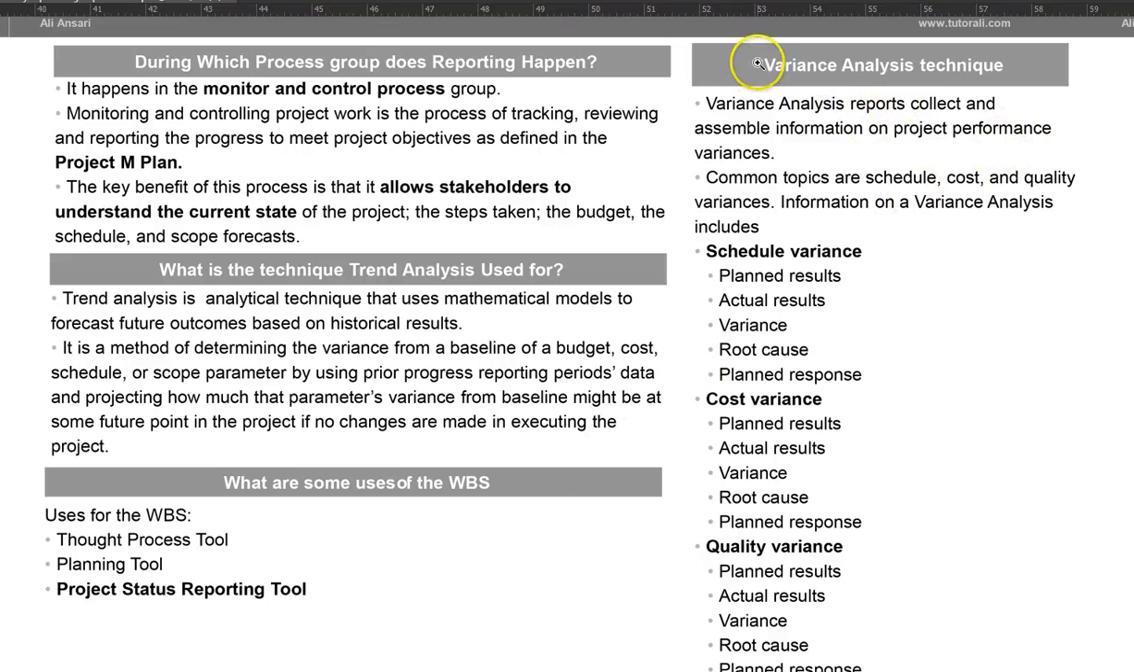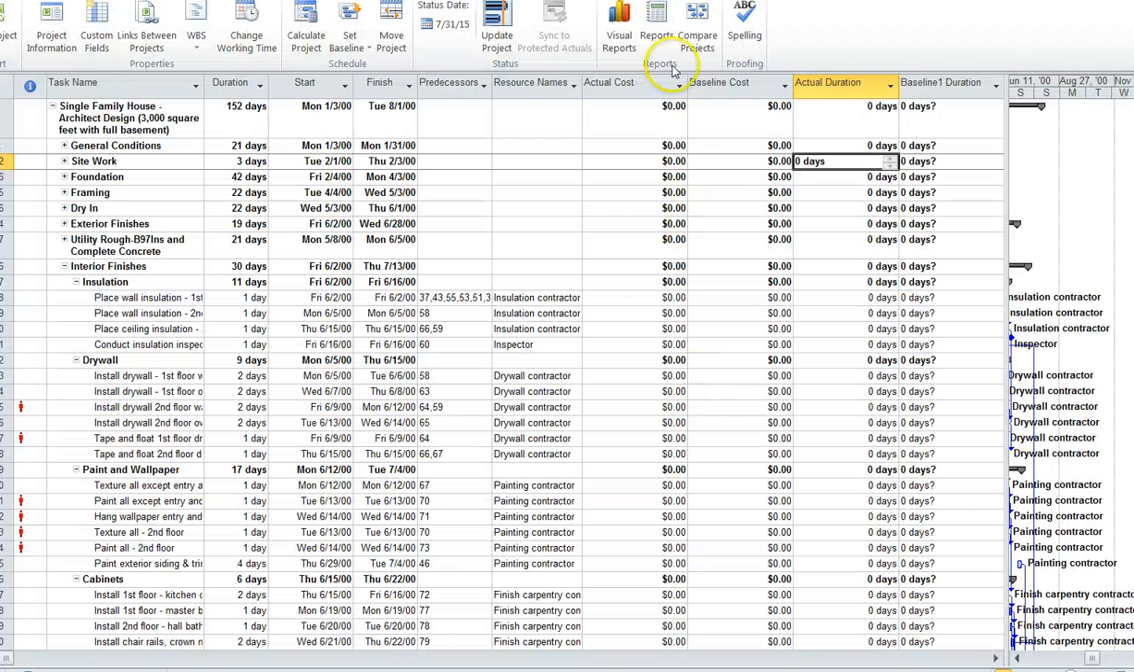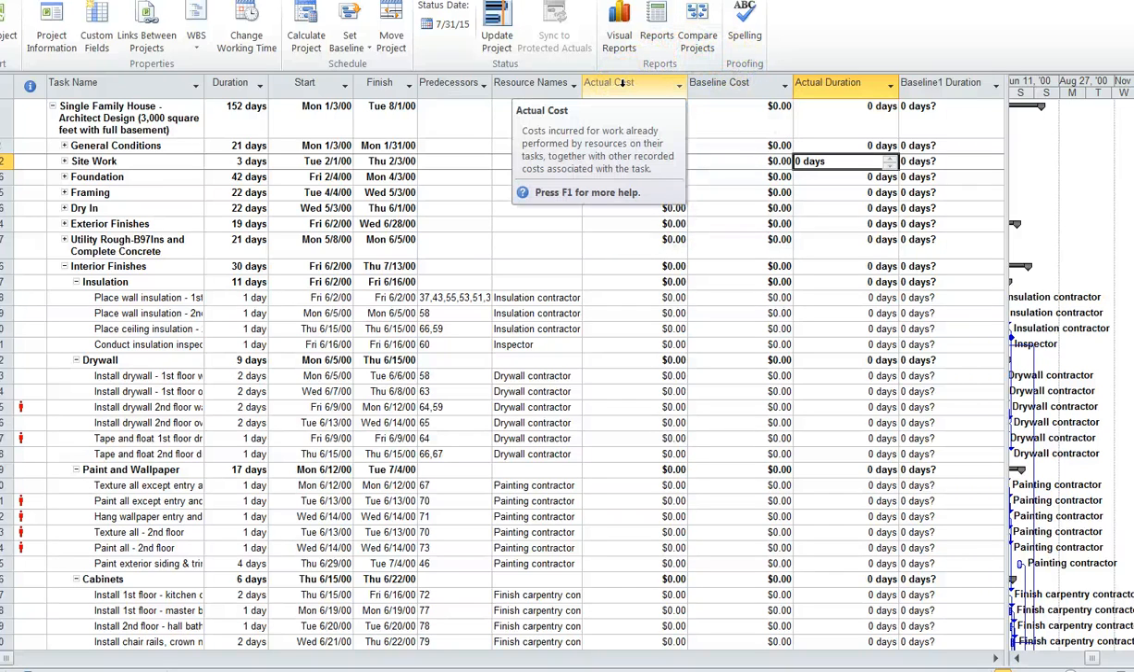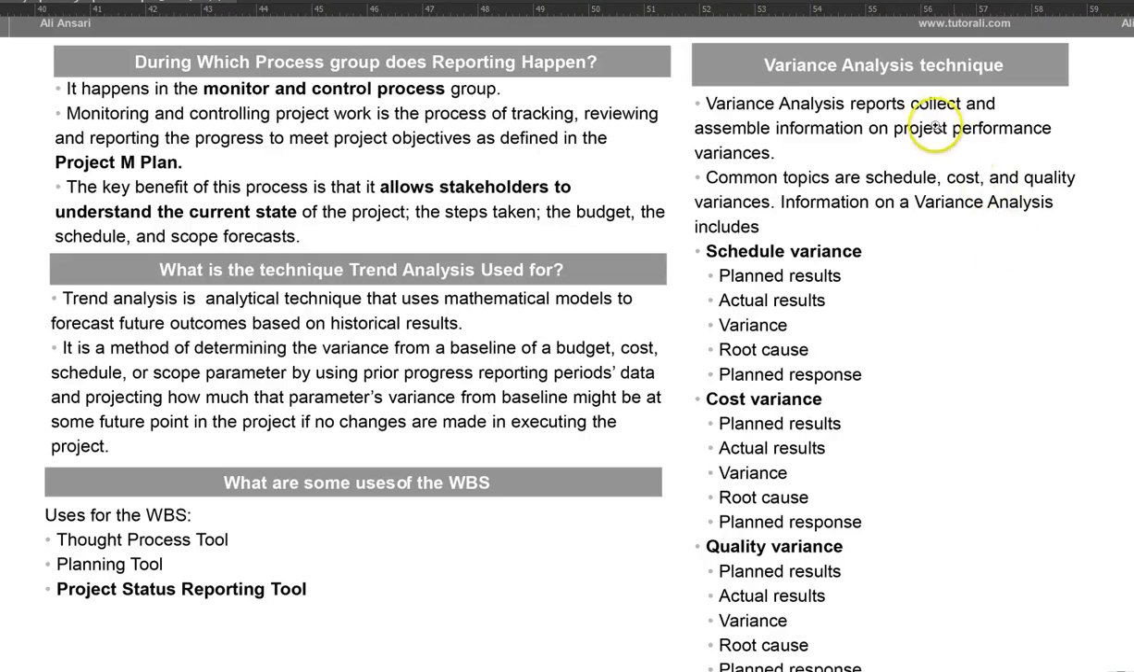So the last technique that we see over here is the variance analysis technique. By now you should have an idea of what variance analysis is. As we saw over here, the variance analysis is with respect to the baselines. We've identified the cost, scope, and schedule baselines, and then we see the actual cost, scope, and schedule, and with respect to that we calculate the variation. So what does the variance analysis technique help with?